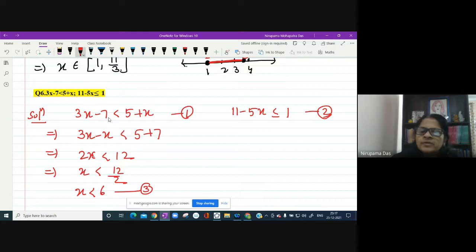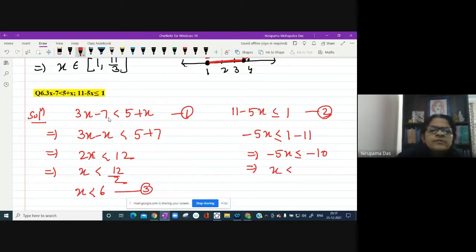Then the second one is minus 5x less than or equal to 1 minus 11. This implies minus 5x less than or equal to minus 10. Divide both sides by the coefficient of x, meaning divide both sides by minus 5. So x less than or equal to, or greater than or equal to? Whenever we divide both sides by a negative number, the inequality is reversed. Greater than or equal to, so minus 10 by minus 5 is 2.